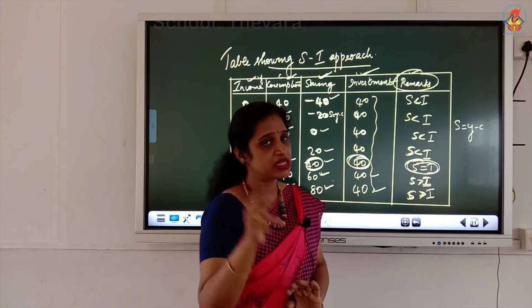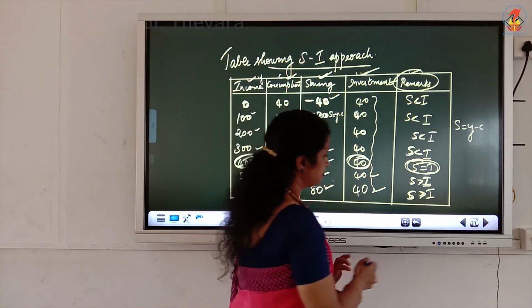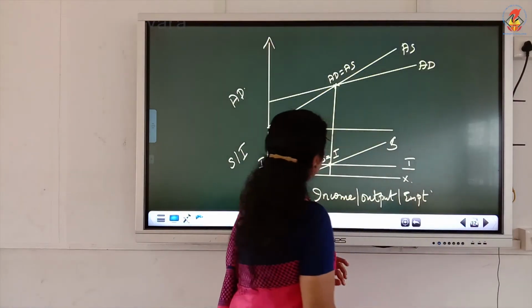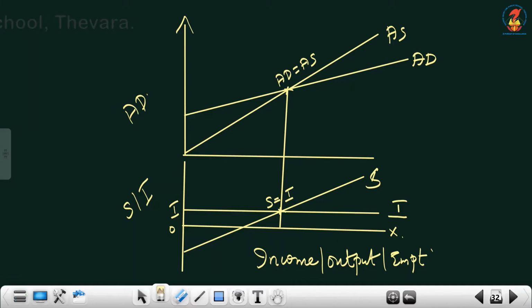Now we have to depict this in the form of a diagram. This is a diagram where in the first part I have represented AS as a 45-degree line and AD as C plus I, the aggregate demand curve, which starts from the y-axis. Now here in the second part of the diagram, I have represented the saving and investment curve. Now, this is investment. Investment is parallel to the x-axis.